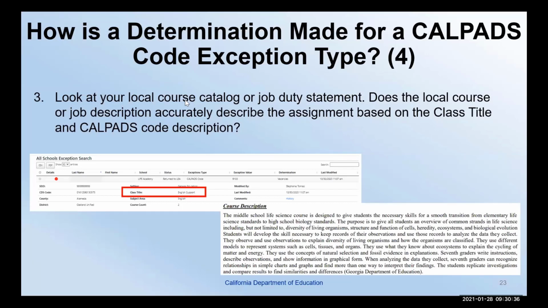Also, for your non-classroom based or support assignments, you want to make sure that the job description for that individual matches the assignment description that we've got in the non-classroom based or support assignment code set. Okay, you have to compare those two things to make sure that you are selecting the appropriate state course code or non-classroom based or support assignment code.